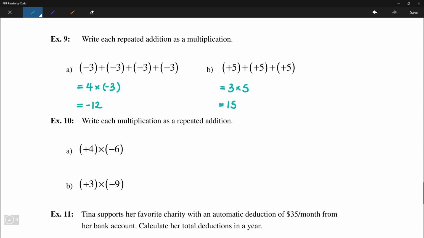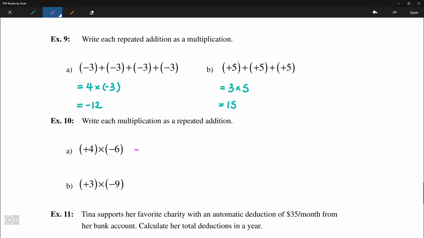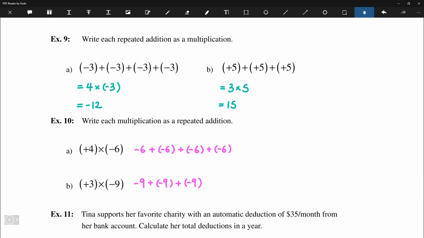From there, if we are to write these multiplications as repeated addition, the first one would be -6 plus -6 plus -6 plus -6. And in the second case, we have -9 plus -9 plus -9. Okay. And now we're finished with a few quick word examples.